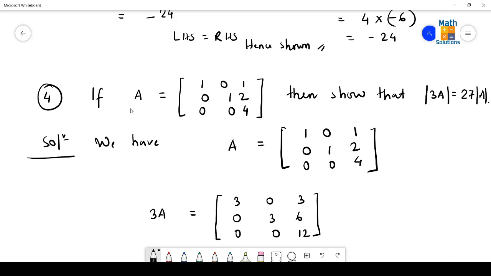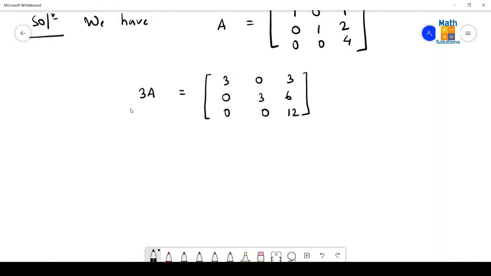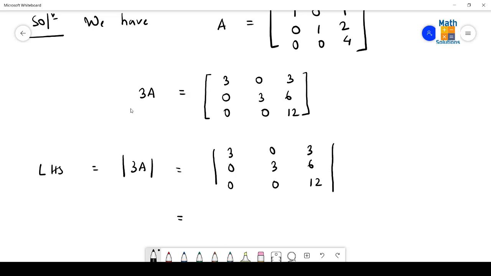After that, like the previous sum, we shall come to the left hand side. The left hand side is what? Determinant of thrice A. Determinant of thrice A means what? This is the form we have to consider: 3 0 3, 0 3 6, 0 0 12. Now after finding out the determinant value, or if we expand along the first row or second row or third row, we can get the value directly.